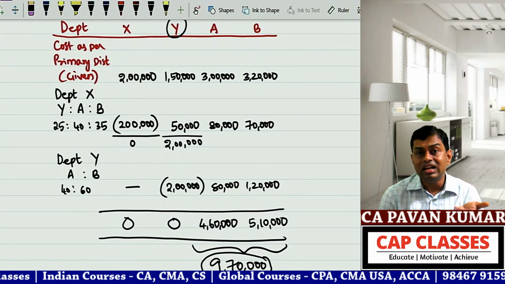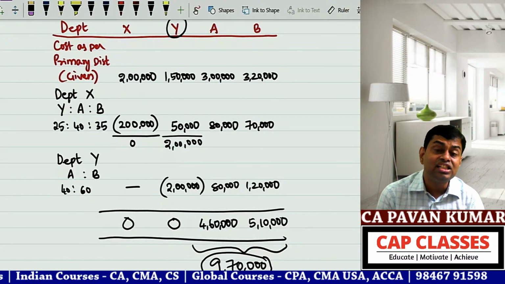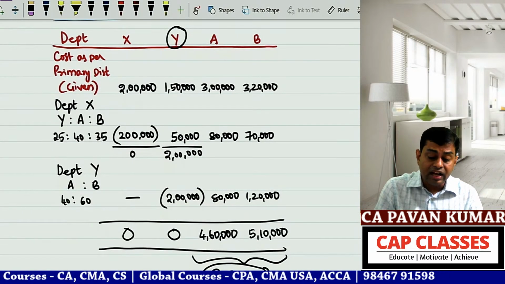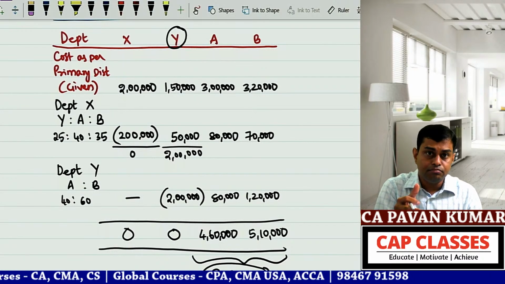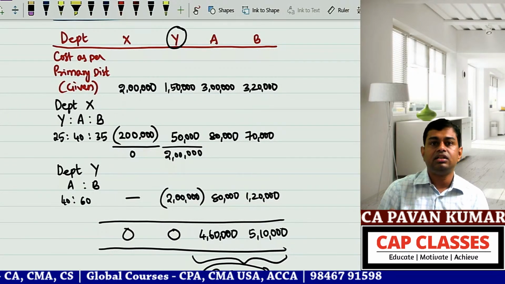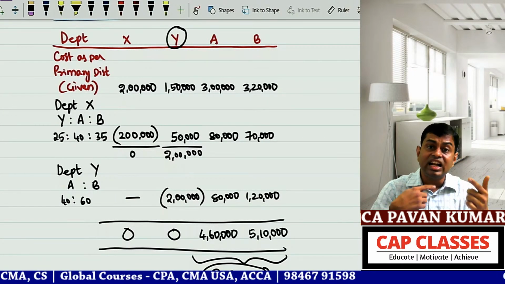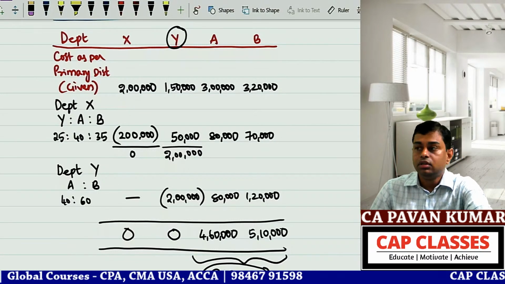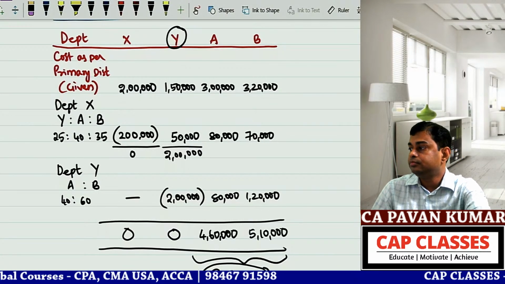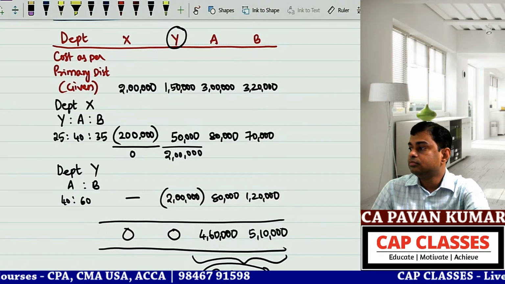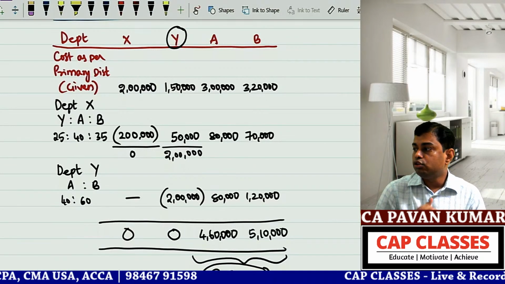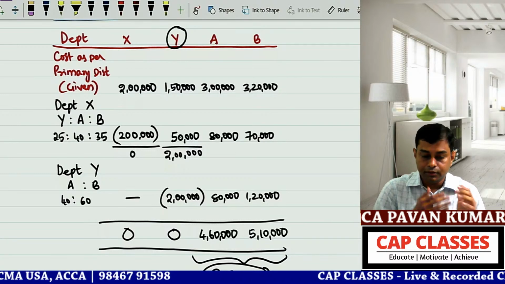This is what we call the reallocation, reapportionment or redistribution table. That's all. So this is situation 2, where X is rendering service to Y, but Y is not rendering service to X. In the next model, we do reciprocal. Do you understand? Any doubts in this question? Please let me know whether you understand it.